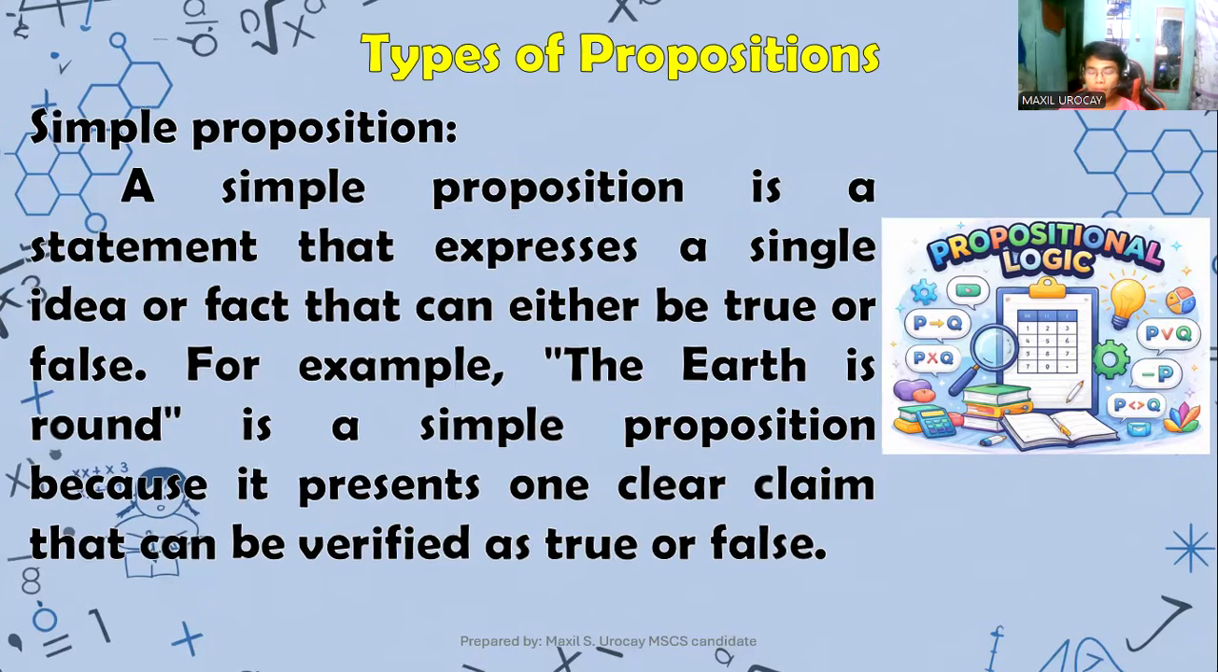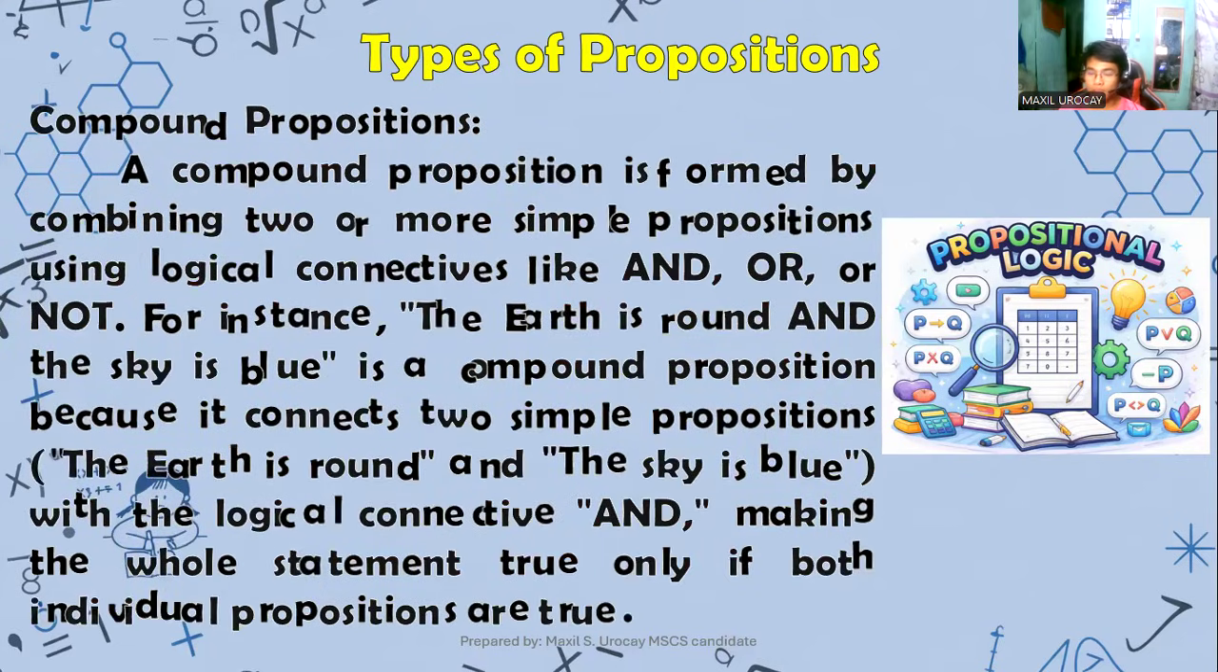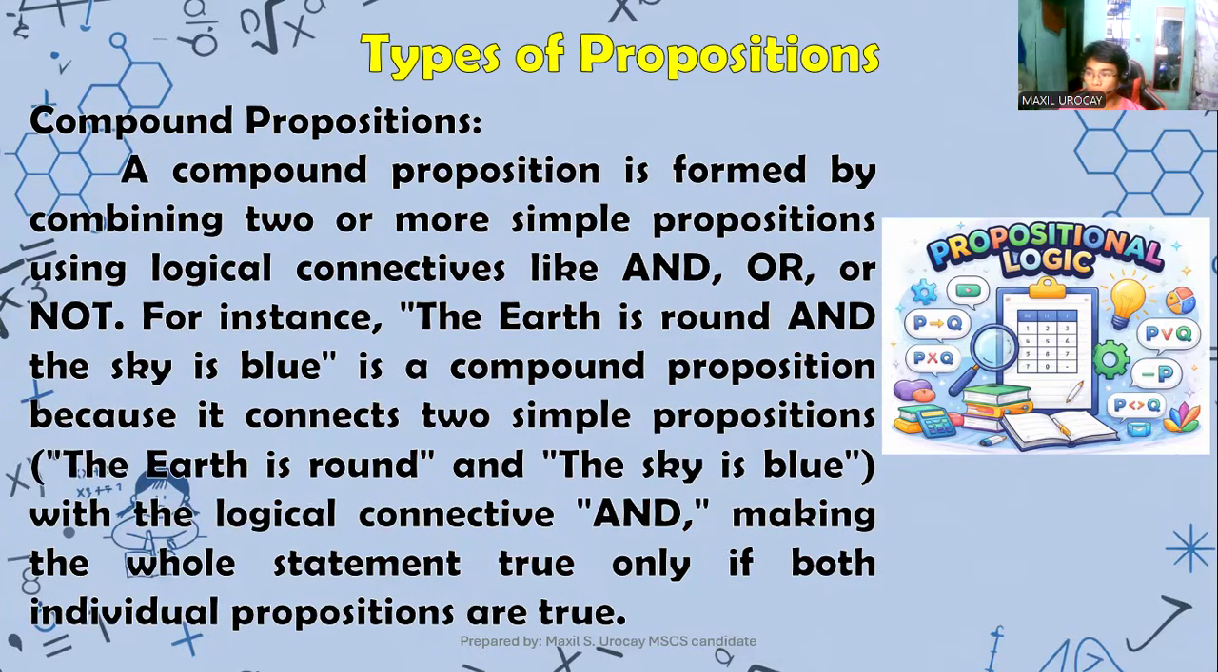Then we also have a compound proposition. When we say compound proposition, that is not dealing with one statement only. This is actually a combination of two or more simple propositions using logical connectives like and, or, not. So we do have logical connectives that we'll begin to analyze in the future. And for instance, here, the Earth is round and the sky is blue. So we have the connective that we are able to use, which is the and. It is a compound proposition because it connects two simple propositions: the Earth is round and also the sky is blue.